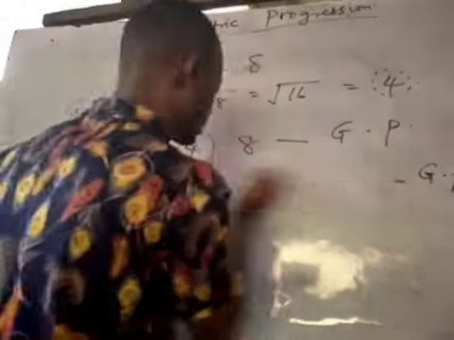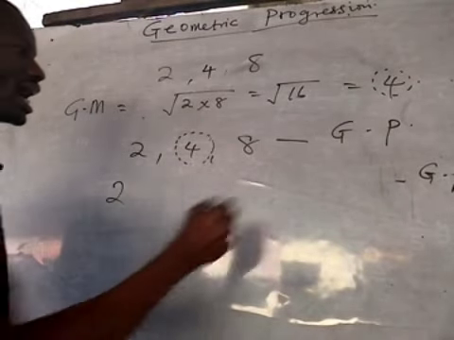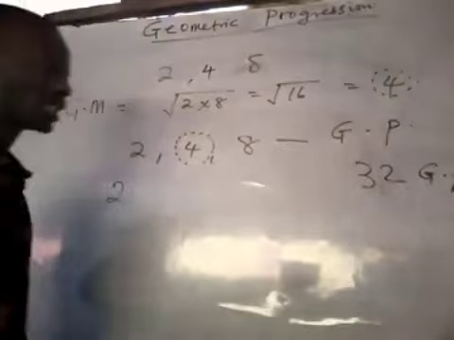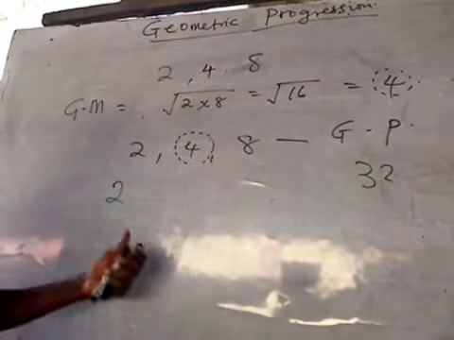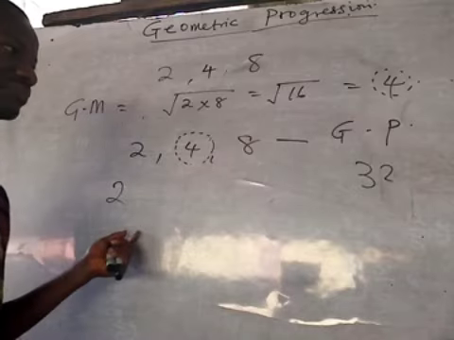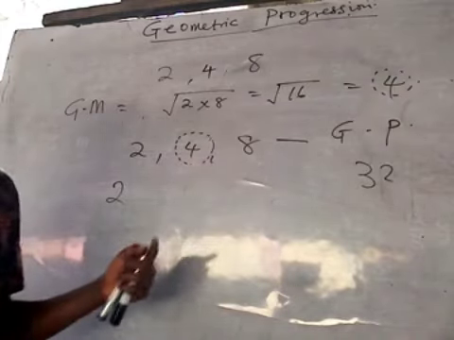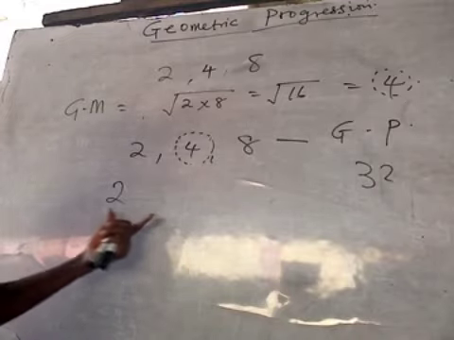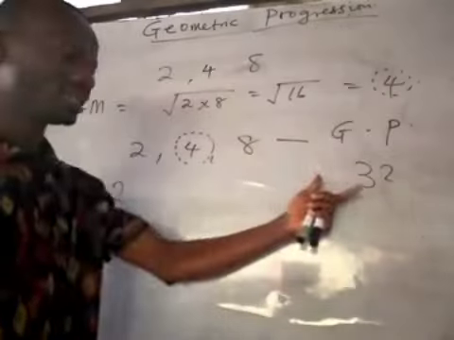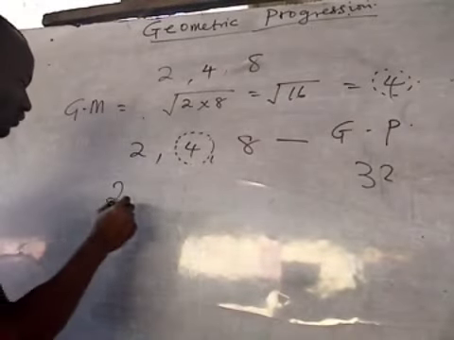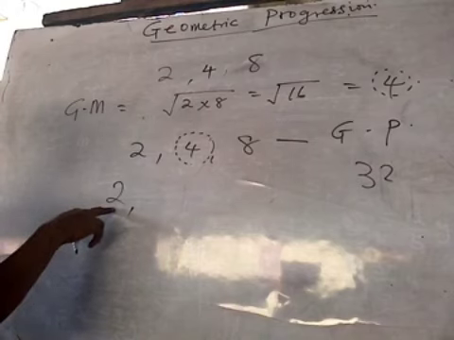Let's say I have the numbers 2 and 32. These are two numbers, 2 and 32. Let us see whether we can insert more than one geometric mean in between 2 and 32.